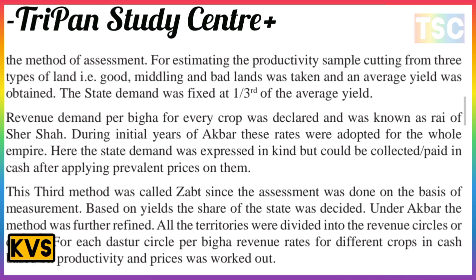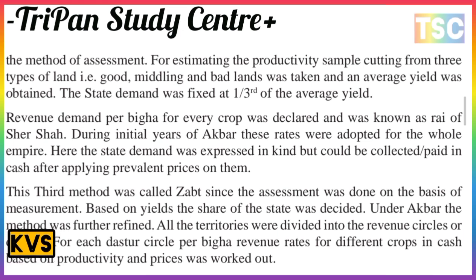Revenue demand per bigha for every crop was declared, and this was known as the rai for Sher Shah. During the initial years of Akbar, this rate was adopted for the whole empire. Here the state demand was expressed in kind but could be paid in cash after applying the prevalent price. The third method was called Jabti. Here assessment was done on the basis of measurement, and based on yield the share of the state was decided.